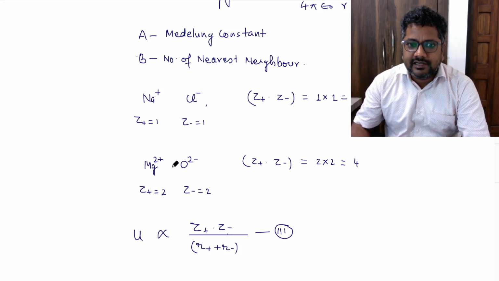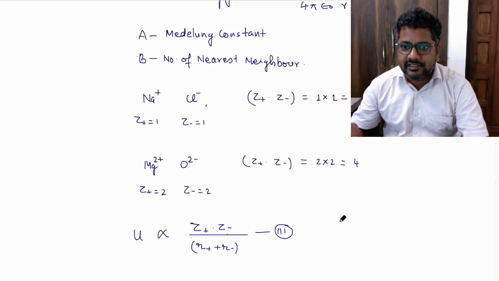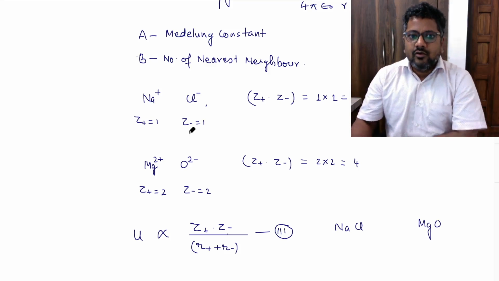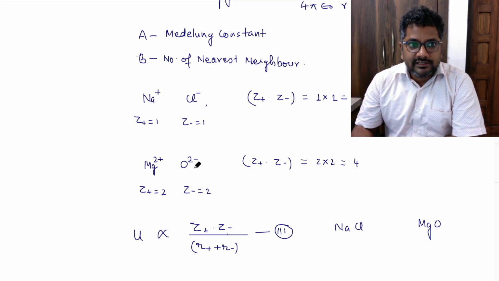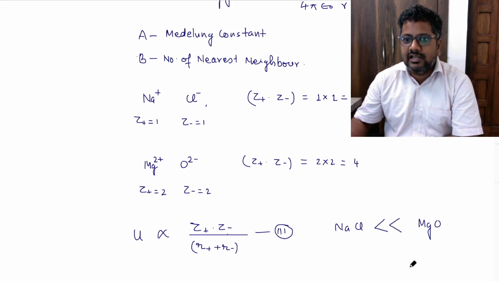Suppose a comparison question is asked: NaCl and MgO, for which is the lattice energy greater? Now come to this. Na plus and Mg2 plus: Mg2 plus is obviously smaller. Cl minus and O2 minus: Cl minus is a little bit larger than O2 minus. So r plus plus r minus is greater for NaCl, and Z plus into Z minus is 1 for NaCl and 4 for MgO. So obviously the lattice energy of MgO is much larger than NaCl.